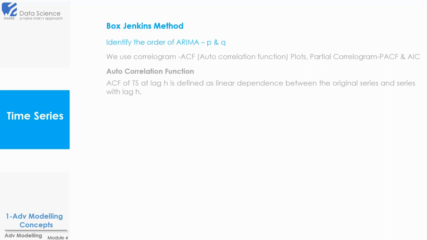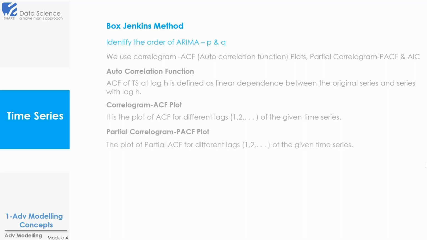Now what is an ACF plot? It is the plot of autocorrelation functions for different lags, say 0, 1, 2 and so on, of the given time series. This is also called a correlogram. After that we have the PACF plot, also known as the partial correlogram. This is the plot of partial ACF for different lags like 1, 2 and so on of the given time series. So PACF gives the partial correlation of a stationary time series with its own lagged values.